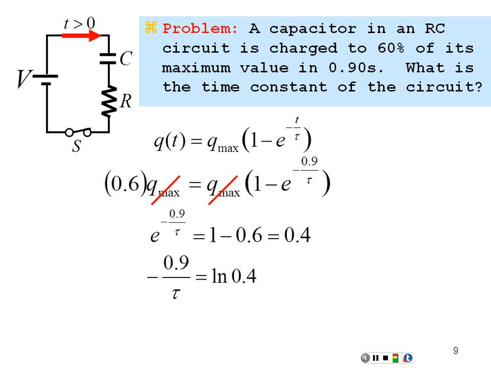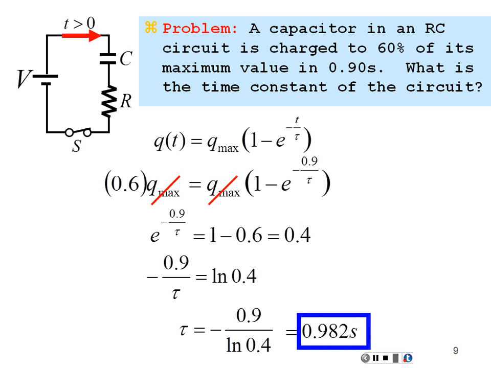Divide by the natural log of 0.4 and bring tau over to the right. So my time constant is going to equal negative 0.9 divided by the natural log of 0.4, and that is 0.982 seconds. So the time constant of this particular circuit is 0.982 seconds. That should get you started on RC circuits. Take a good look at the examples in the problem sets, but your basic approach will be using these exponential equations.